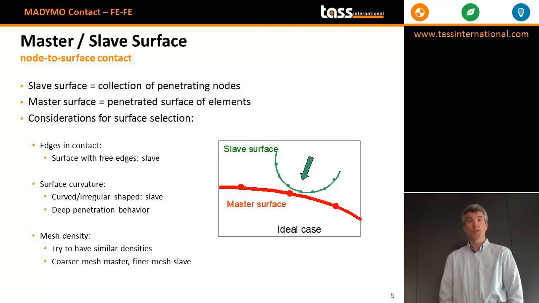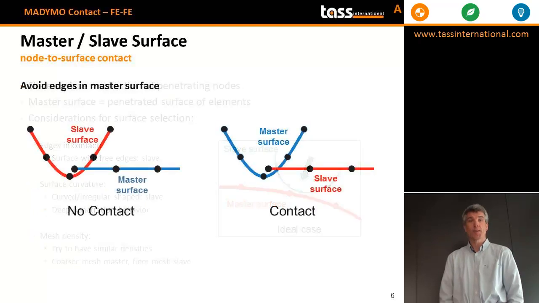Because what we say is that if there are free edges, you should take the slave. Well, what are free edges? If you have a surface which contains holes, so a non-closed mesh, or if it's not something like a volume, you have free edges. If that's the case, you should make that part or that group FE slave. If it's curved, ideally the most curved should be slave. Now let's move on to the next slides.